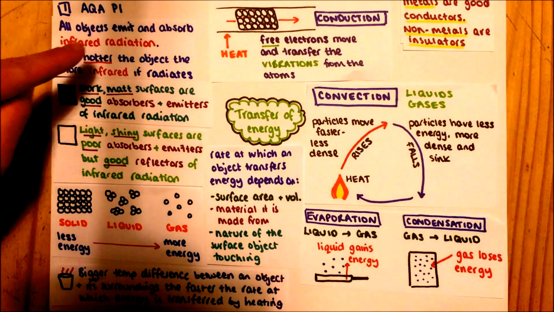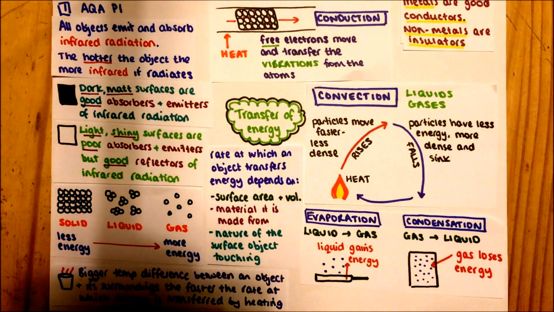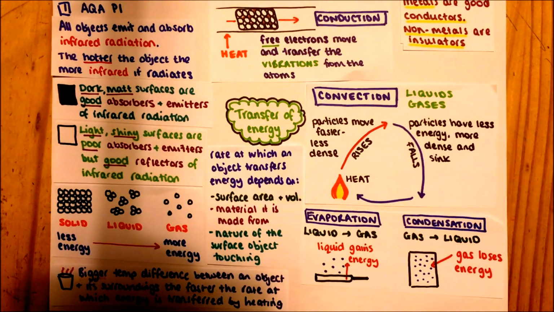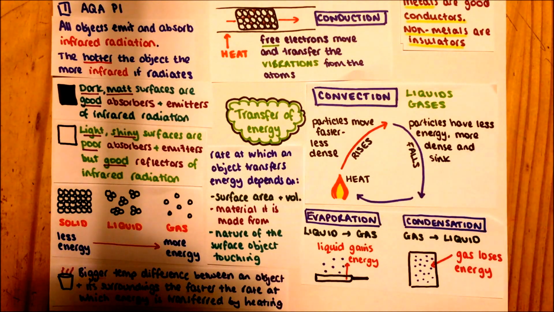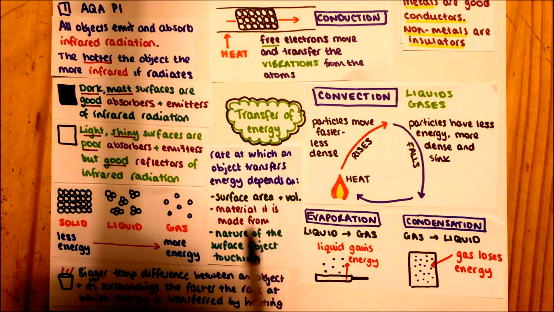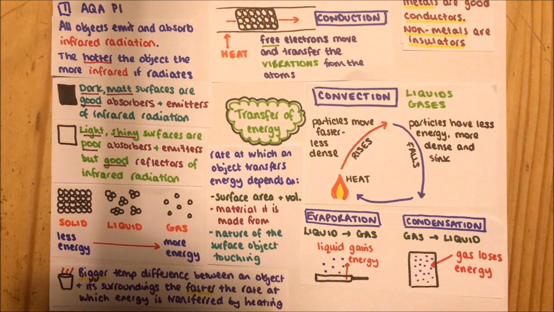So we've looked at infrared radiation, good and bad surfaces, solid, liquid, gas, and the relative forms of energy they've all got. Conduction, convection, evaporation, and condensation as processes. Remember, process tends to end in T-I-O-N, a type of process. These are all processes, so like combustion. Okay, the rate at which an object transfers energy depends on these factors here, and the rate of energy transfer is increased if there's a bigger temperature difference between the object and the surroundings. Okay, so that's the end of the first revision video for P1.